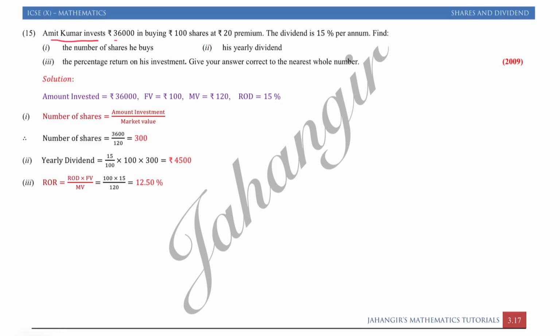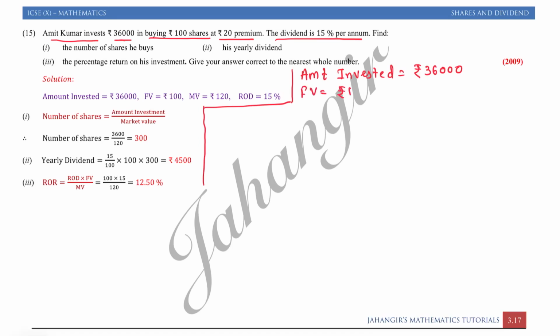Amit Kumar invested rupees 36,000 in buying rupees 100 shares at a premium of rupees 20. The rate of dividend per annum is 15%. Find the number of shares he bought. So again, let us write information first. Amount invested is equal to rupees 36,000. Face value is equal to rupees 100 at a premium of rupees 20. So market value is face value plus 20, that is equal to rupees 120.